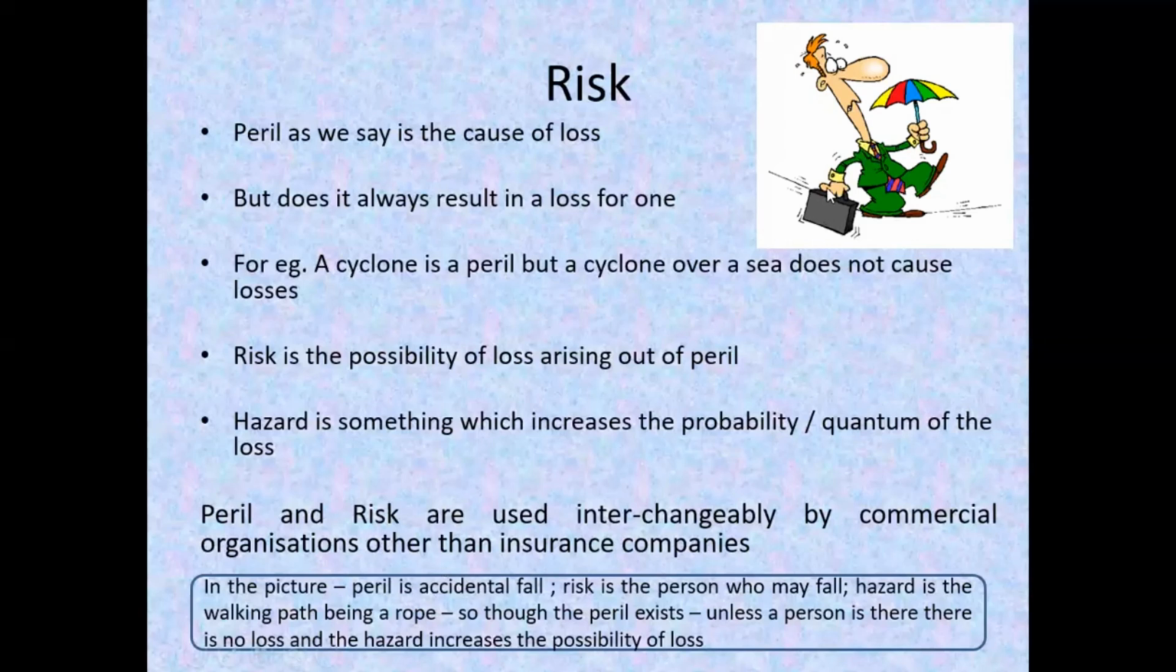So in this picture, if you see on top, the peril is accidental fall, cause of loss, right? He fell down. That is the cause of loss. The risk is that the person is walking on a kind of a single rope. Now the hazard is, rather I would say the risk is that the person himself is exposed to the loss, but the hazard is that he is walking on the rope, which makes it a very high possibility of the person tripping and falling down. So like this, there are any number of examples that I want you to clearly see the distinction between risk, peril, and hazard.